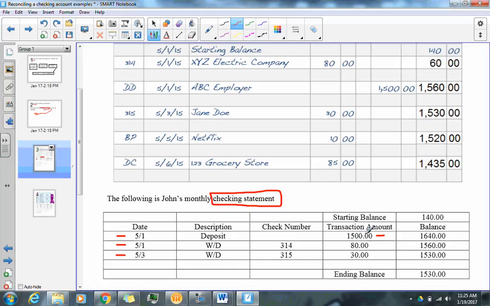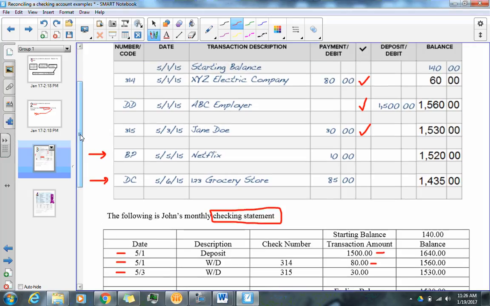The $1,500 deposit has been cleared by the bank, so we're very simply going to put a little check here. That just means it's been cleared, we're good. Now the $80 check has also been cleared by the bank, so we're going to put a check here. And the $30 one has been checked as well. If you notice, there's a couple of things that don't have checks: the Netflix as well as the grocery store withdrawal. What that means is you still wrote those checks, or made those payments. It looks like you did that online, but it just hasn't been cleared by the bank, which happens pretty much every month.